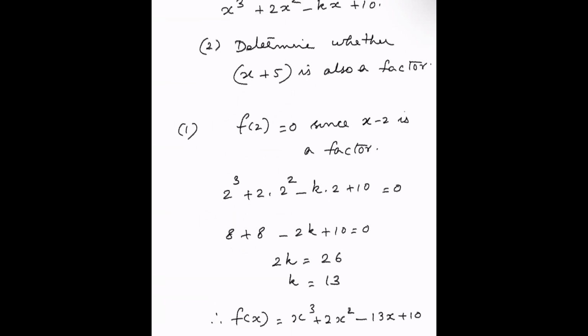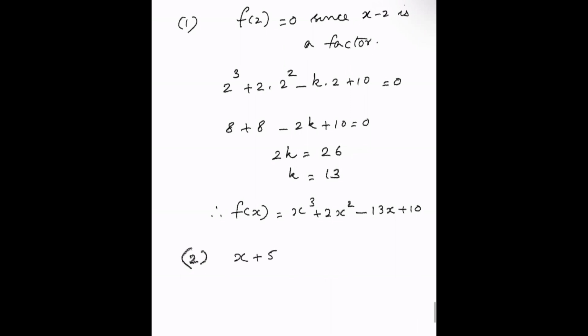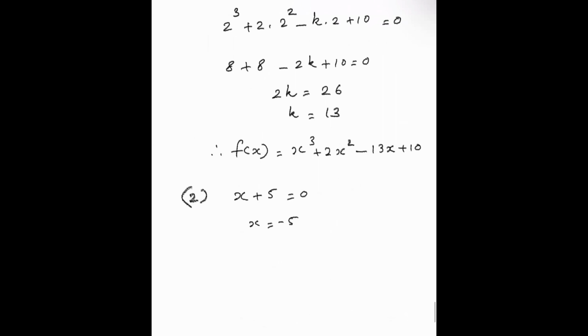Second part, I'm going to start with the second part. In the second part, what do I need to check? Whether x plus 5 is a factor or not. So x plus 5 equal to 0, x is equal to minus 5. So just try f of negative 5. If f of negative 5 becomes 0, then it is a factor. If it is not 0, it's not a factor.